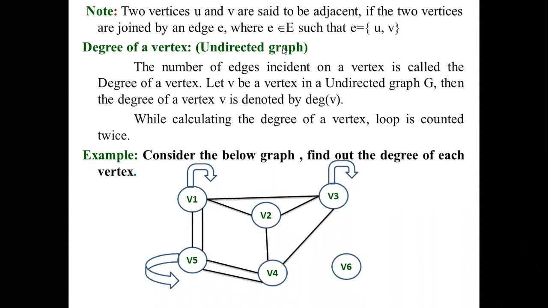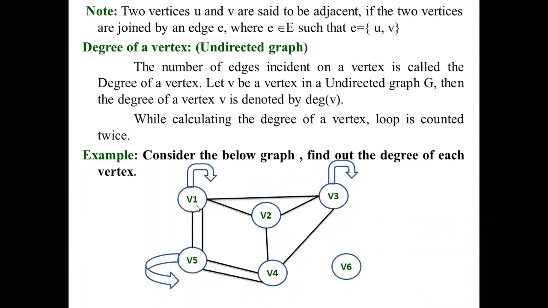So what is the degree of a vertex? The number of edges incident on a vertex is called the degree of a vertex. For example, consider the below graph. Find out the degree of each vertex. Here V1 has a loop, V3 has a loop, and V5 has a loop, in addition to the remaining edges.